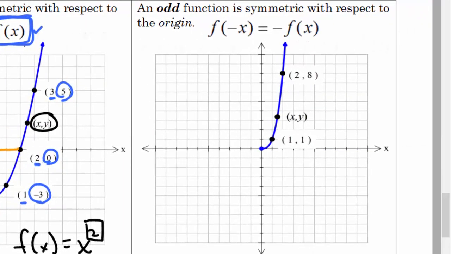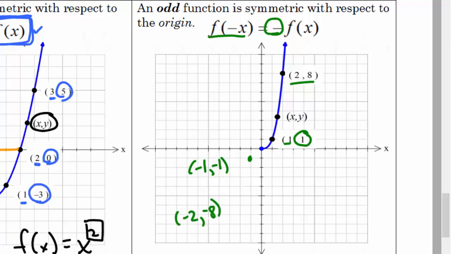Okay, so this says take the opposite of your x value and you're going to get the opposite of the y value. So we're going to take 1 and make it negative 1, and we're going to take the opposite of the y value. Going to take the opposite of the x value and the opposite of the y value. Let's see, 1, 2, 3, 4, 5, 6, 7, 8. And if we connect those dots, we have an odd function.